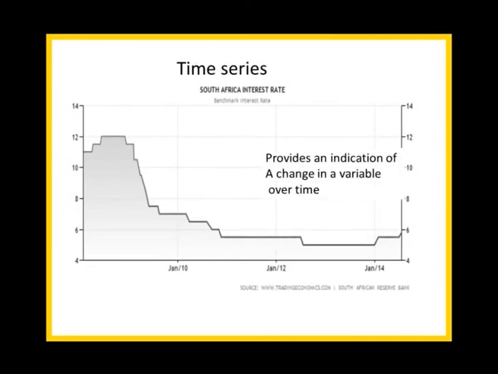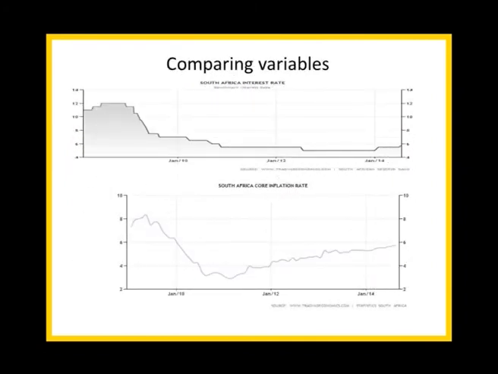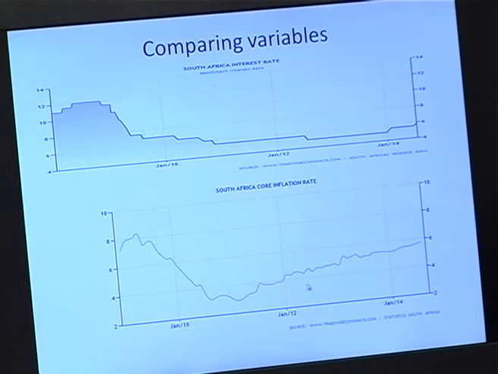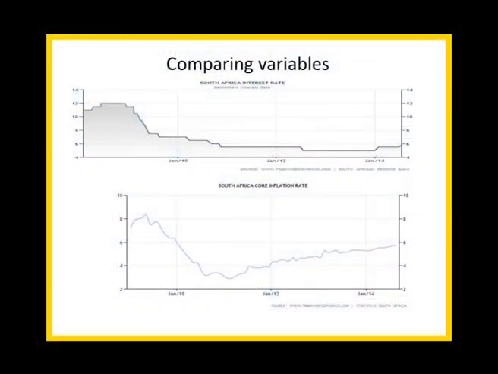Now, what would you use this for? What I've done here is to put two different variables so that you can see it is possible to use such information contained in two time series to compare what has happened to the inflation rate. Here I've shown the South African inflation rate for the same time period. What has happened to the inflation rate when the repo rate was changing like this? Or put a different way, how has the inflation rate reacted to changes in the repo rate? So this time series analysis can be very helpful to see if there's a relationship between different variables. You can put all different kinds of variables on such a time series diagram and compare them to each other.